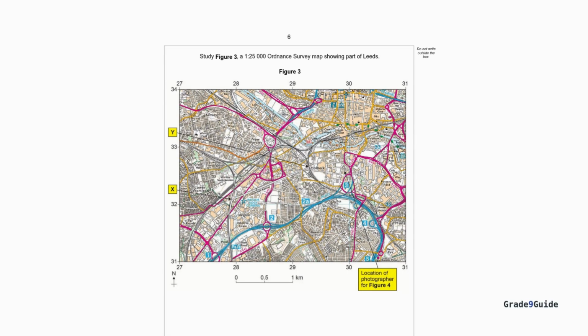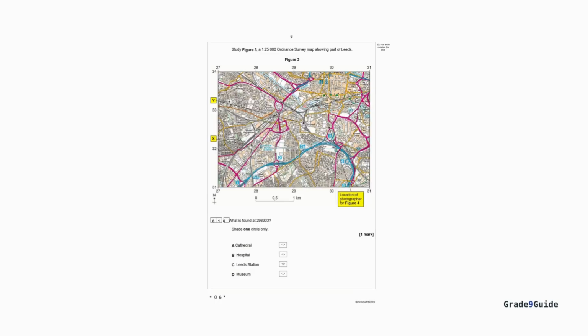All right, let's shift gears. The next 3 questions are all about OS map skills, and we'll be using a map of Leeds. Okay, question 1.6. What is found at 298333? This is a test of your 6-figure grid references. If you locate 298333 on the map, you'll see it points directly to C, Leeds Station.